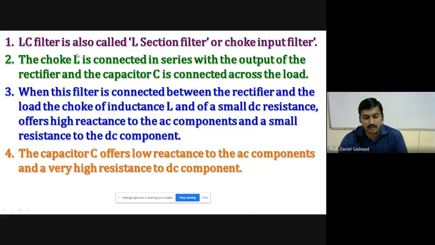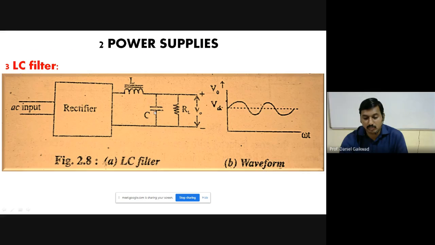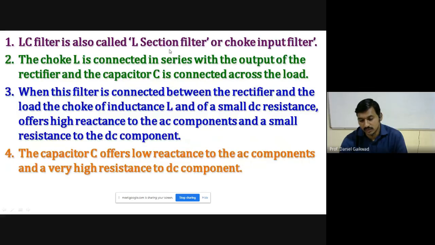What we have to write down in the examination, or simply the working of the circuit, is as follows. Point one: the LC filter is also called the L section filter. It is named with the letter L because of the L shape, with the capacitor on one side and the inductor on the other. Another name is choke input filter. Choke is used for an inductor having a certain core material. Choke L is connected in series with the output of the rectifier, and capacitor C is connected across the load. We already explained this in the diagram.